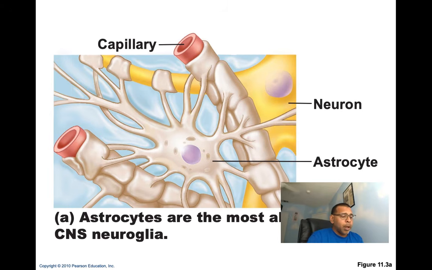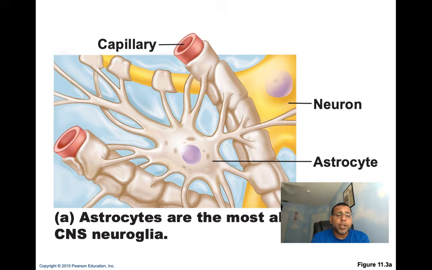Now, our neuroglia are also known as our glial cells. We have 6 types. We have 4 in the central nervous system, and we have 2 in the peripheral nervous system. Now, when we talk about neuroglia of the CNS, here's the first cell we'll talk about, and this cell is your astrocyte. Astrocytes are the most abundant and most versatile glial cell.